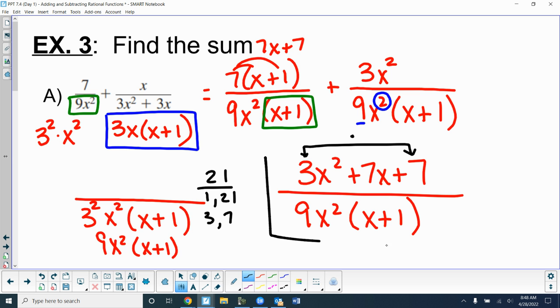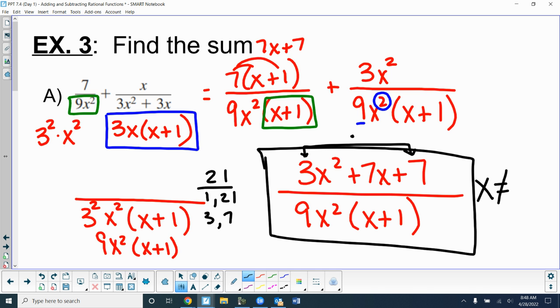Now, what is x not allowed to be? -1, 0. Good. Questions? First time we do this, kids get a little bit confused, right?